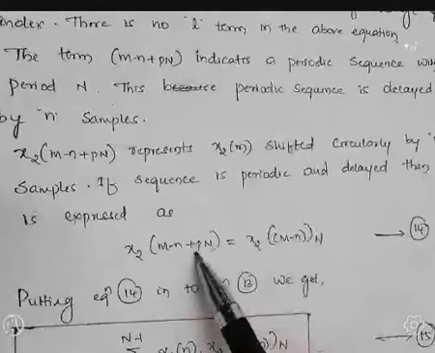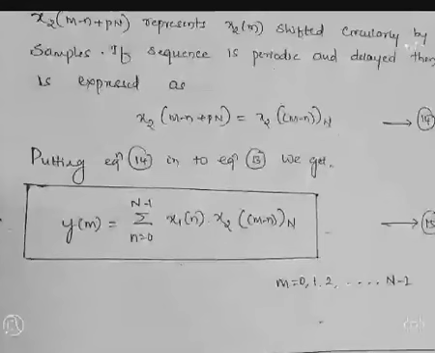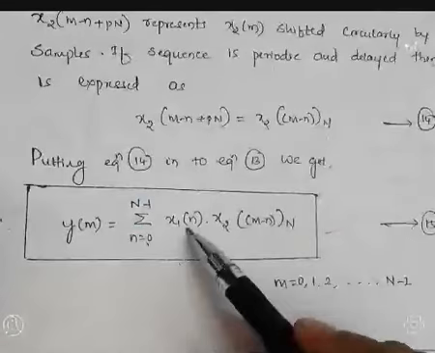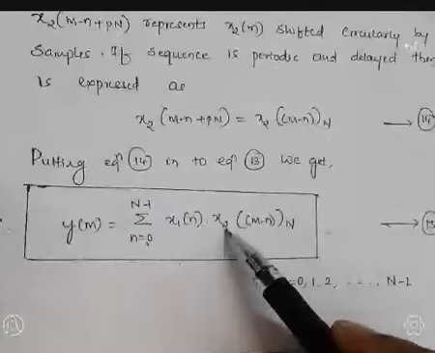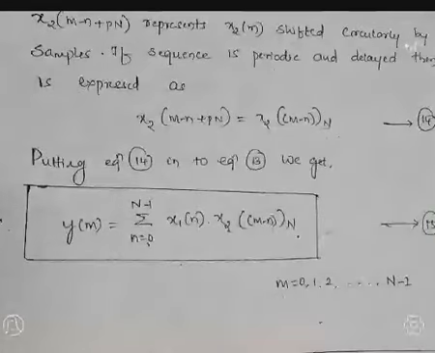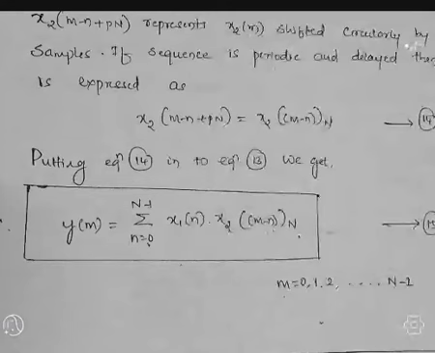So let us substitute in the above equation. The above equation becomes y of m equals the summation over limits n equal to 0 to N minus 1 of x1 of n as it is, and in place of x2 we write x2 of (m minus n) of length N, where the value of m is 0 to N minus 1. This is the circular convolution of the given sequences in the time domain. The resulting answer in the DFT, that is in the frequency domain, is nothing but the multiplication of the corresponding DFTs.